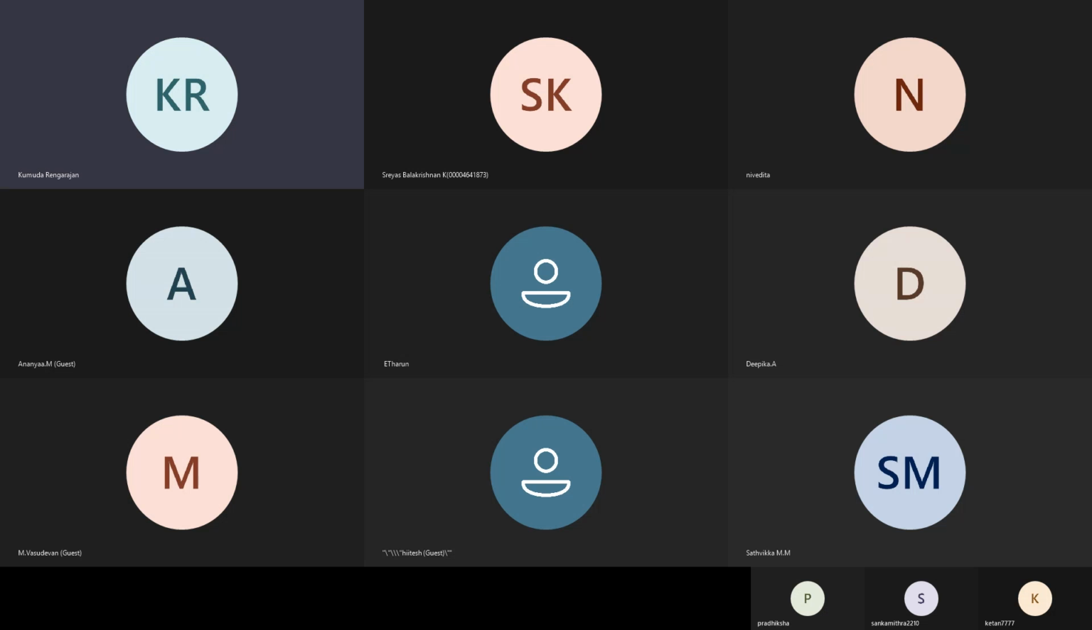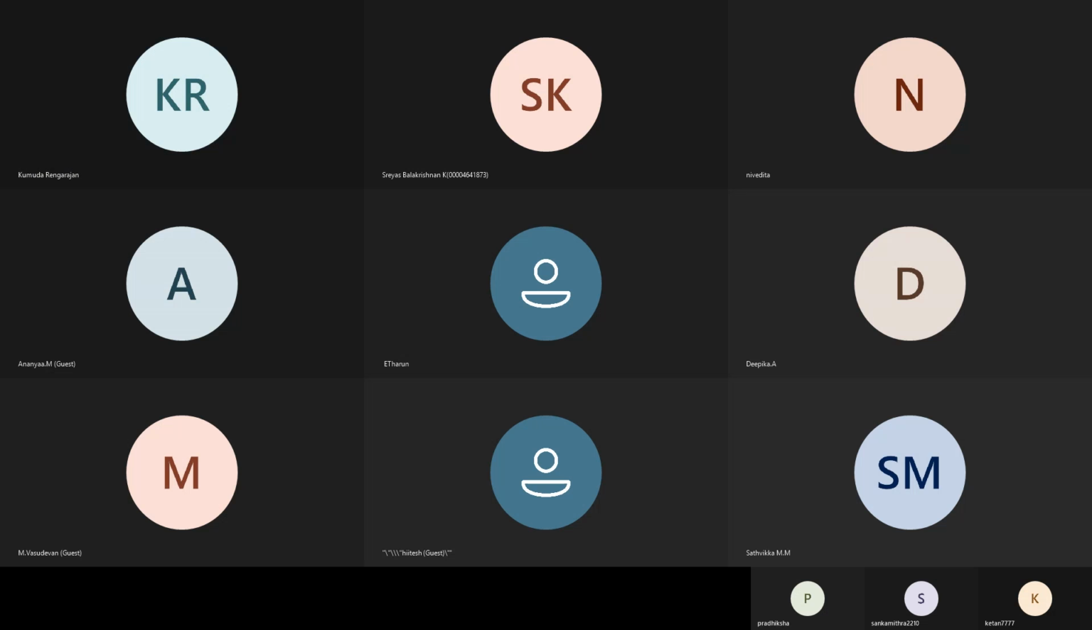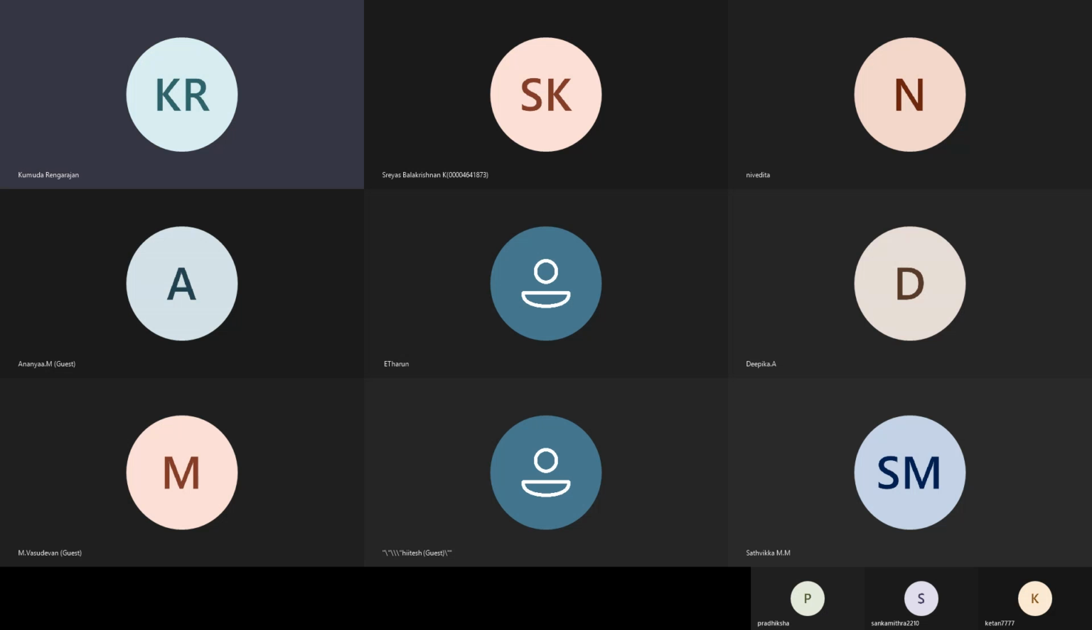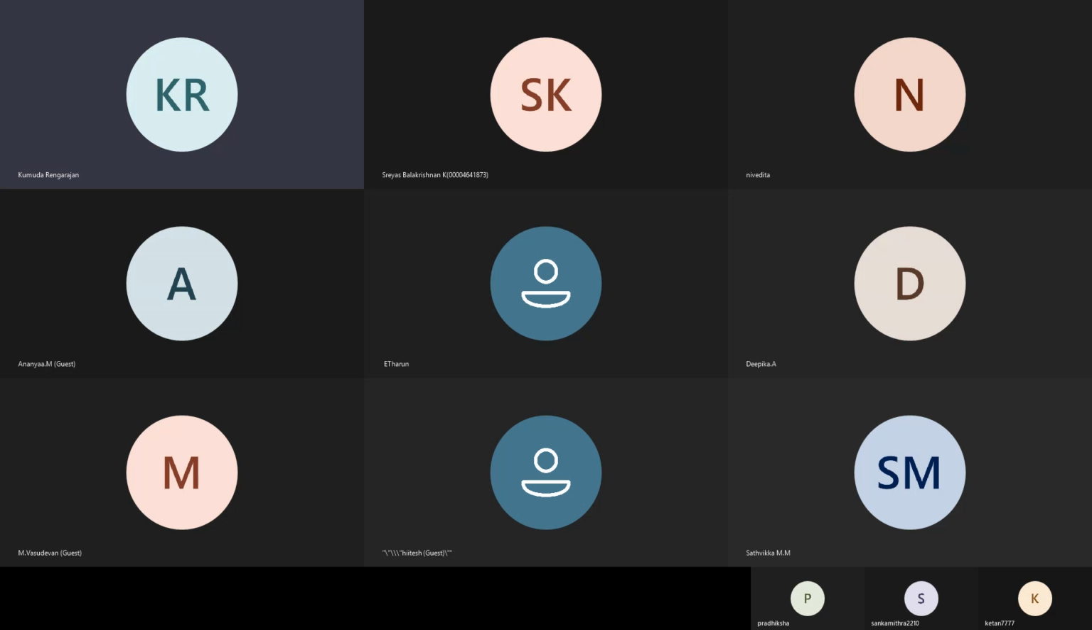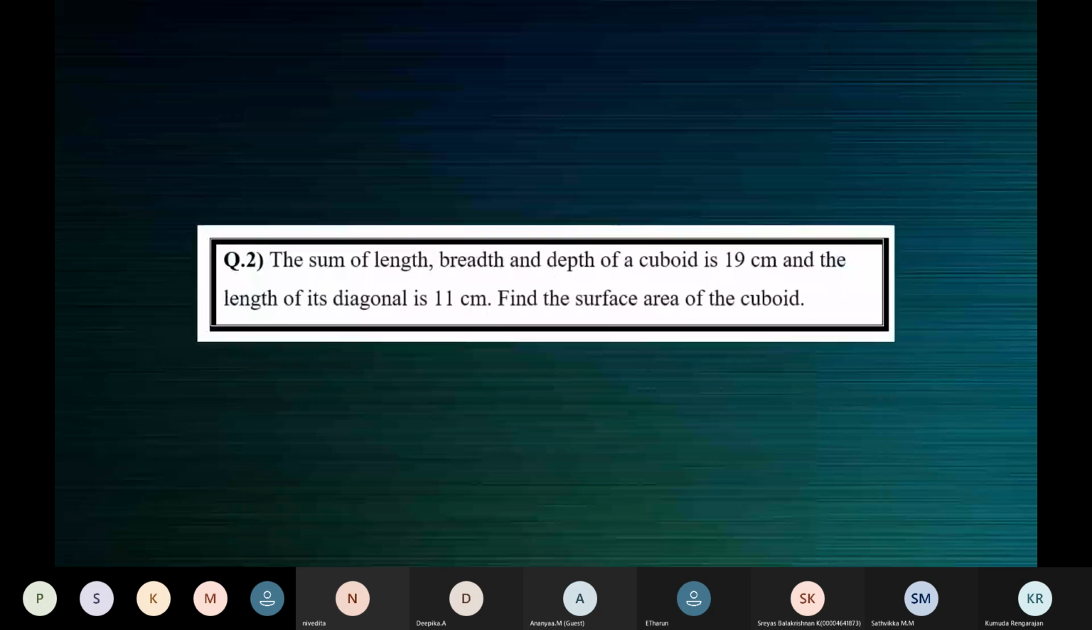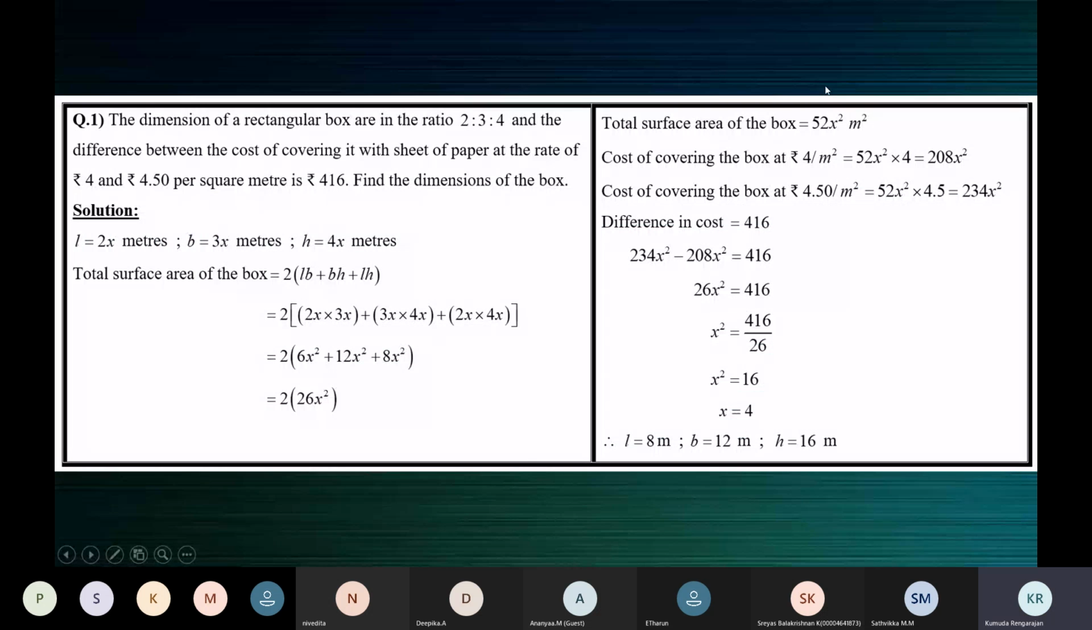And the third one, the number of bricks. Ma'am, 6080. That's right, 6080. Let's see the answers in detail. Let's see the working. Have a look at the answer. I'll give you 2 minutes time.